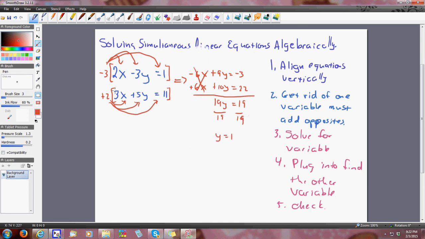So now I'm going to take one of the equations. I'll say 2x minus 3 times 1 equals 1, because remember, my y equals 1. I'm working with this equation here. And I get 2x minus 3 equals 1. Add 3 to both sides. I get 2x equals 4. Divide by 2. X equals 2. So my solution set is 2, 1.